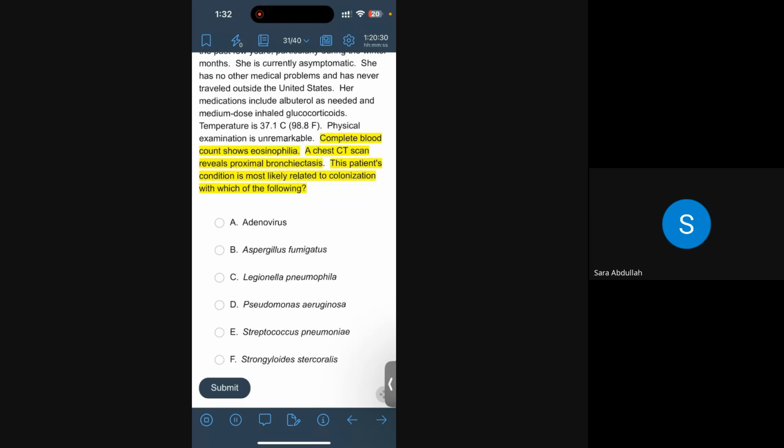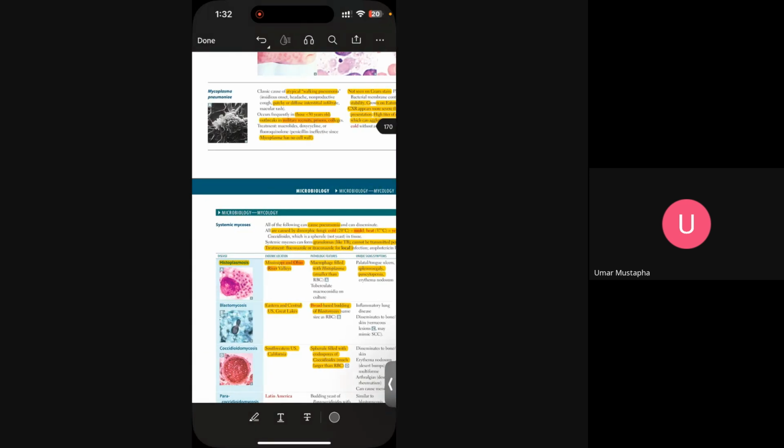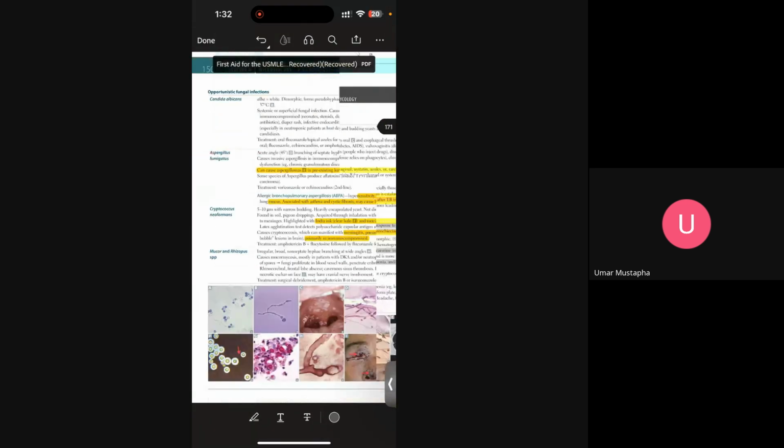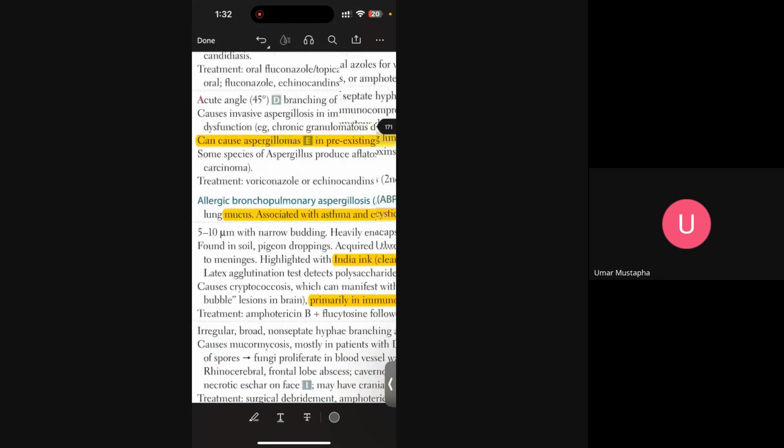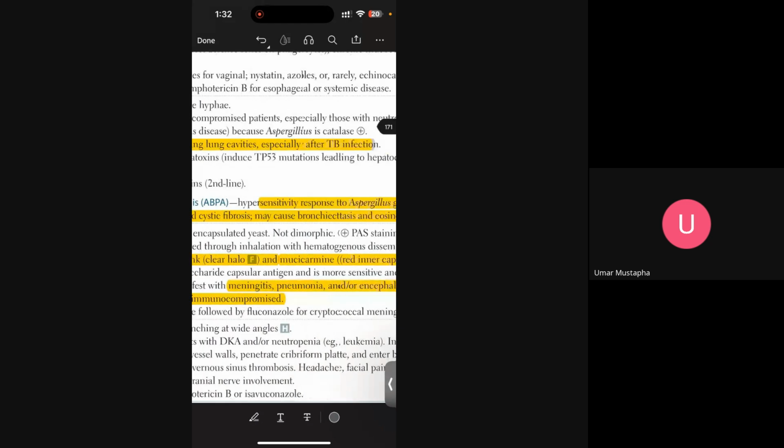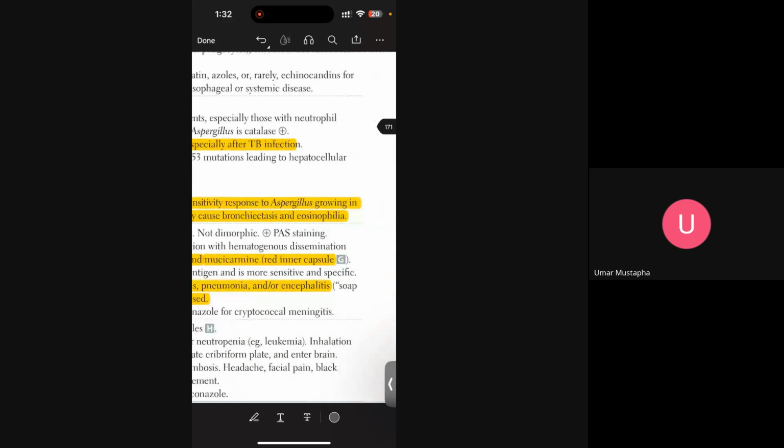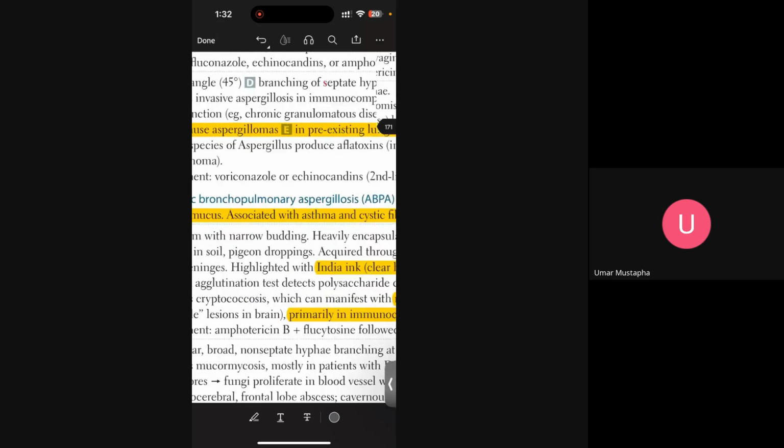Eosinophilia. Which of these organisms is associated with asthma, bronchiectasis, eosinophilia? Aspergillus. And what is the name of the pathology? Allergic bronchopulmonary aspergillosis. It is a hypersensitivity response to Aspergillus, associated with asthma.